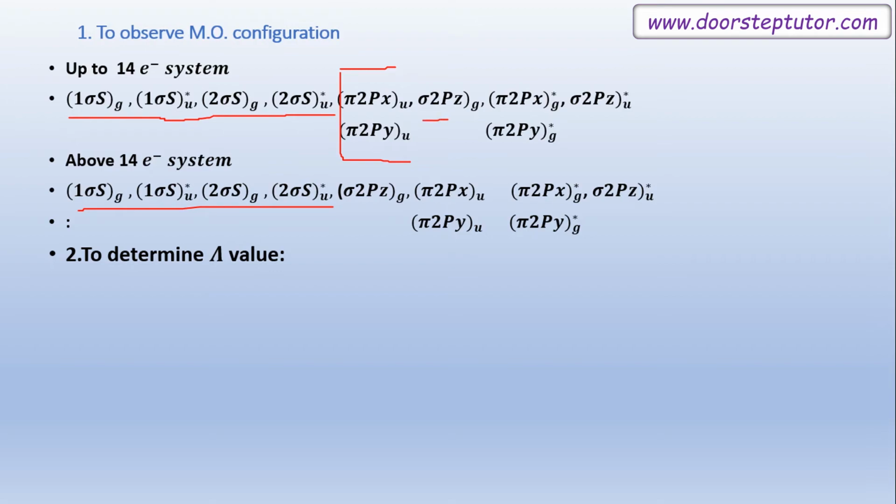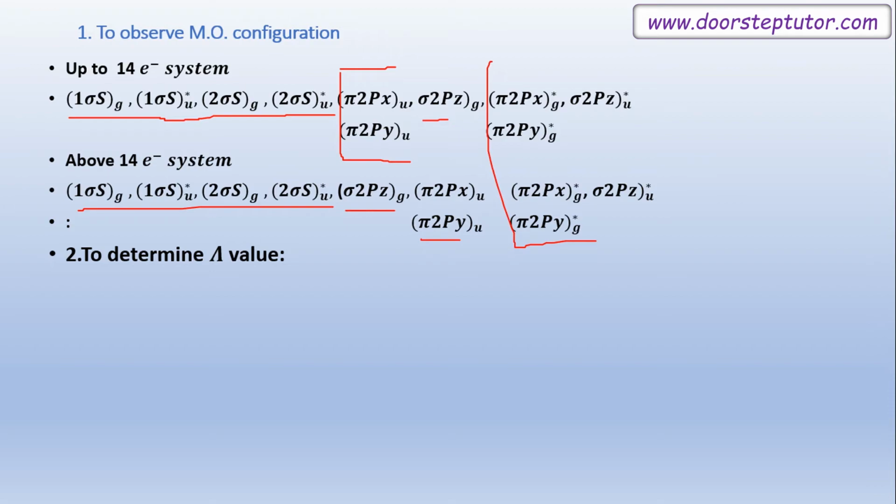Okay, but if the diatomic molecule has above 14 electron system, the electrons enter into the sigma orbital first, then the electrons enter into the pi star 2px, pi 2py and pi 2pz. Okay, so the remaining two levels are common. So how to remember these concepts? Just please focus here, students.